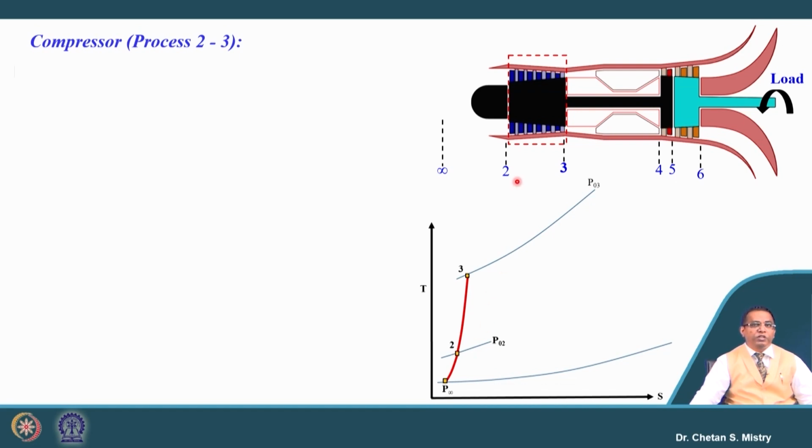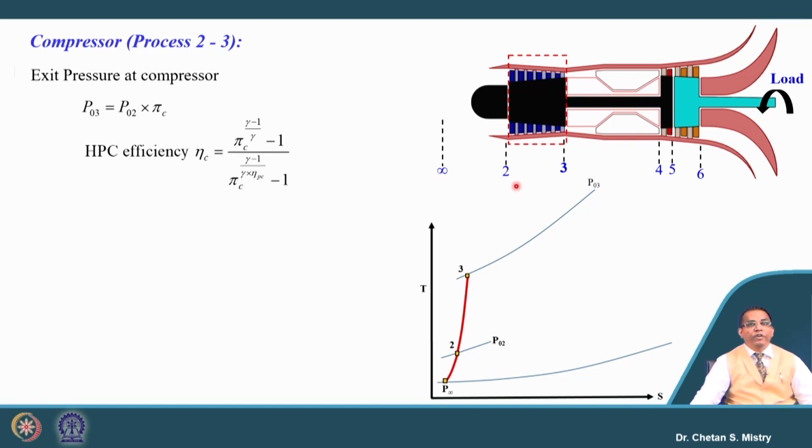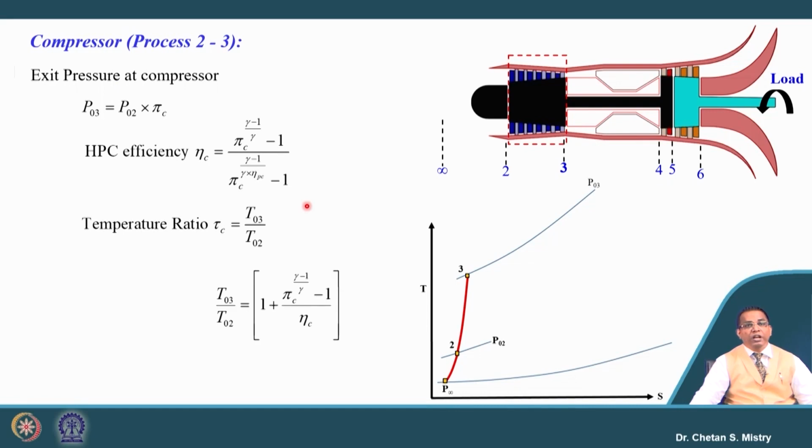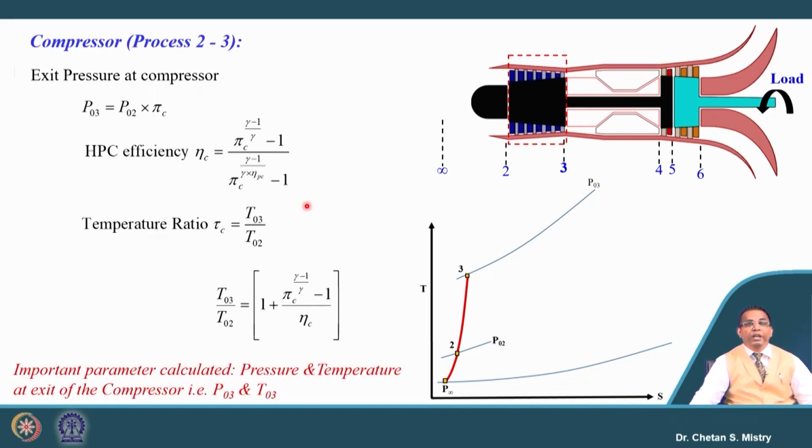For this HP compressor, or the simple compressor, we have information about the pressure ratio. We also have information about the efficiency. If we have multiple compressors, say an axial compressor followed by a centrifugal compressor, there the polytropic efficiency comes into the picture. Under that configuration, we can calculate our efficiency, and based on that we will calculate the exit temperature from this compressor.